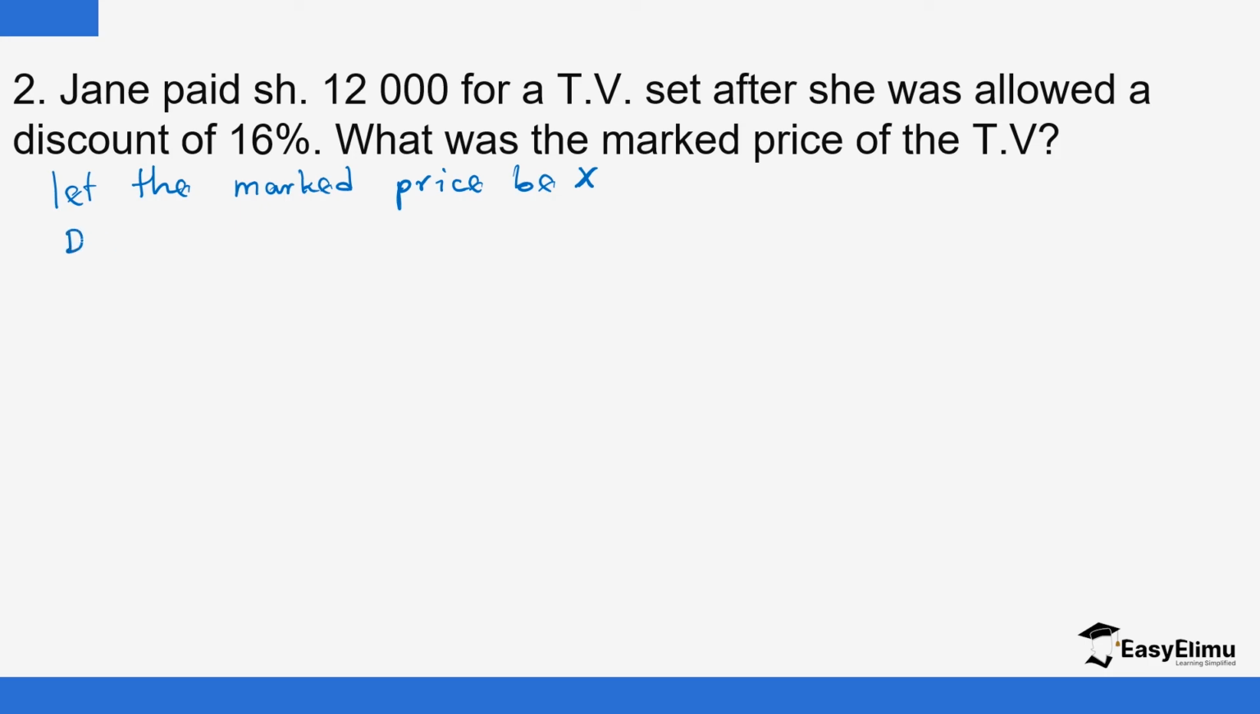So discount should be equal to marked price minus reduced price. So marked price is X. We don't know what it is, but I know the reduced price is the price at which this item is sold, and therefore the customer has bought it at 12,000.